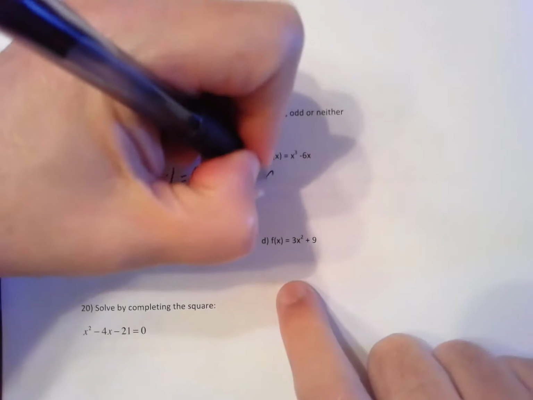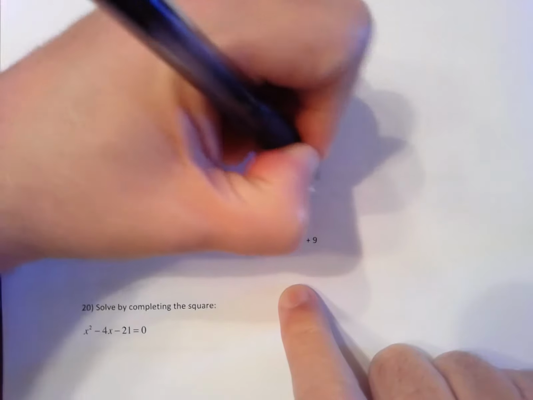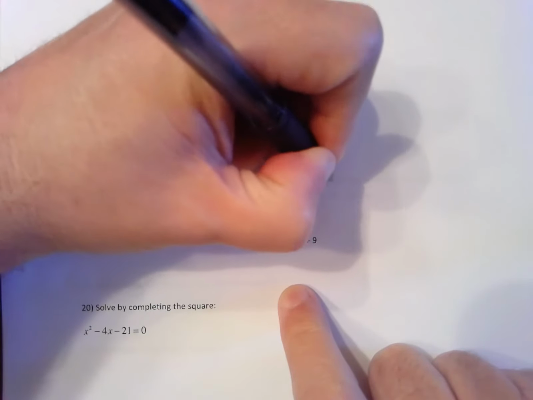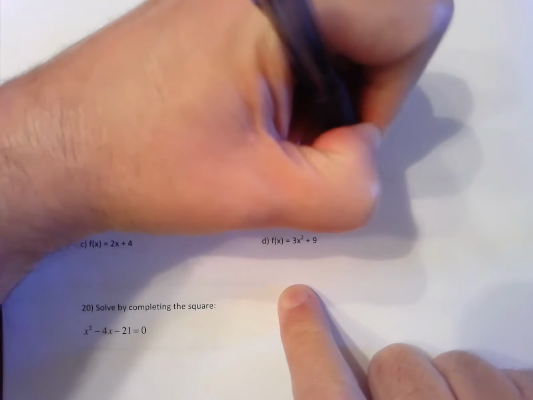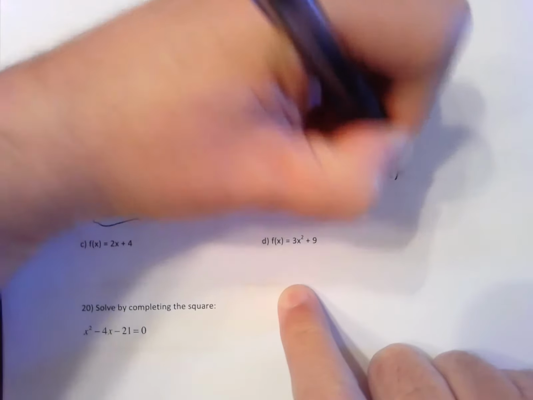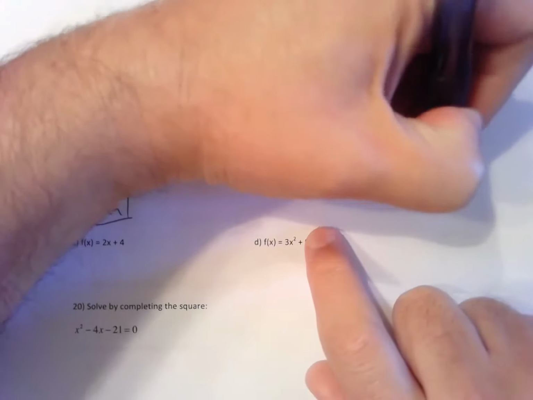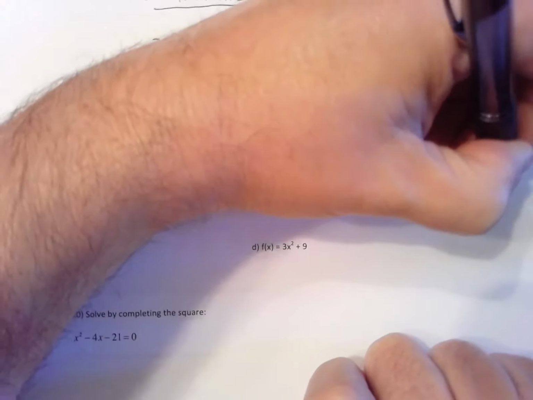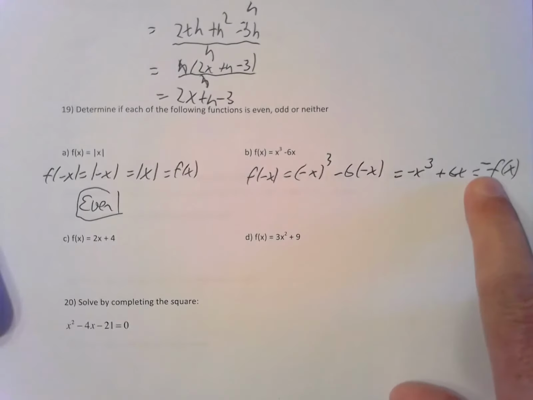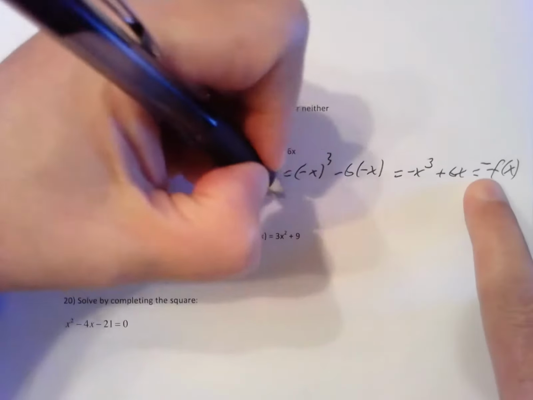Here, replace every instance of x with a negative x in parentheses. A negative cubed is still a negative. A negative times a negative is a positive. Hey, that's the opposite of the original function. Everything changed. It's a negative. That makes this an odd function.